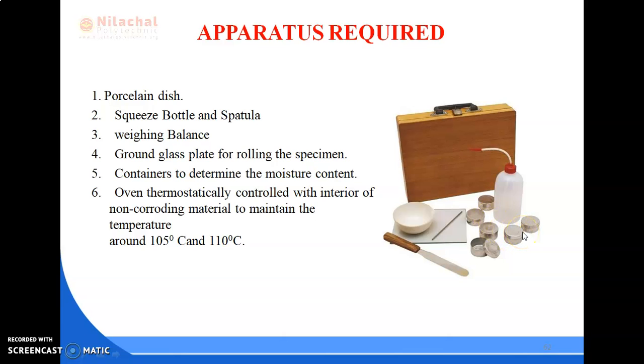Oven thermostatically controlled with interior of non-corroding material to maintain the temperature around 105 degrees centigrade to 110 degrees centigrade. Already I have told about it in a previous lecture. So these are the basic apparatus which we use to determine the plastic limit.